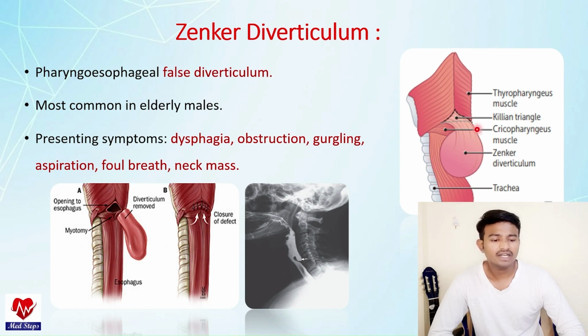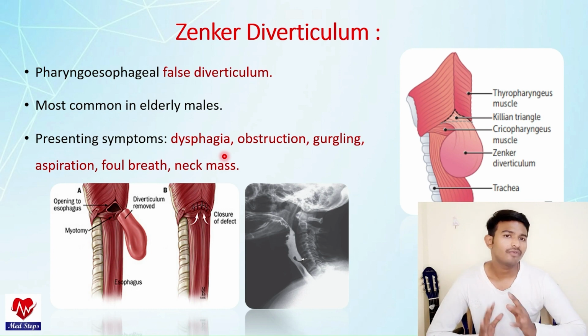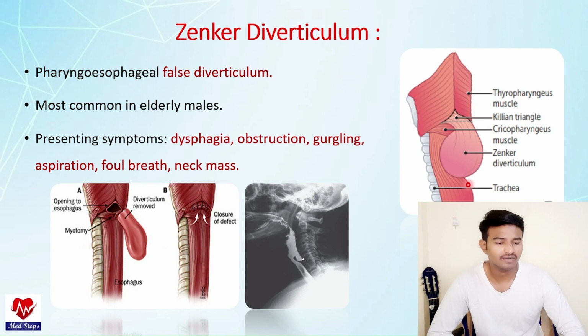Because of this pouch, it presses on the esophagus part. Because of that, dysphagia will happen, and obstruction, gurgling, aspiration, and foul breath will occur in Zenker diverticulum. Foul breath is also called bad breath or halitosis, and there are many names. Next, a neck mass can also be seen in this Zenker diverticulum.